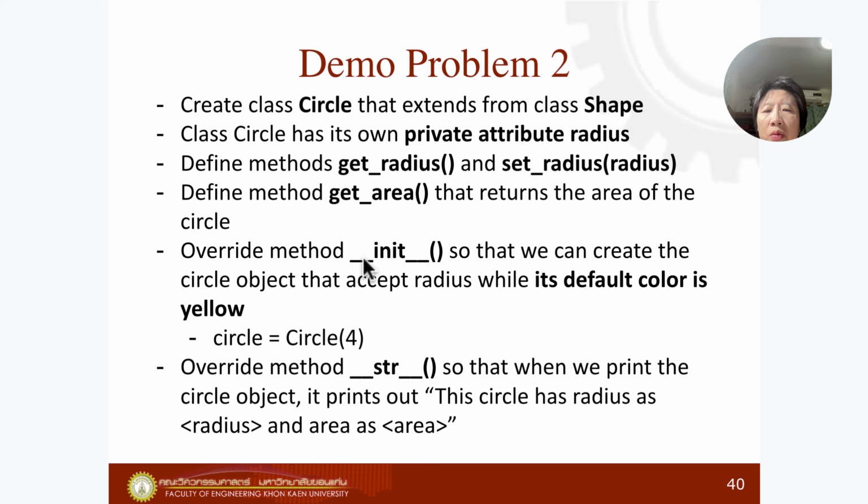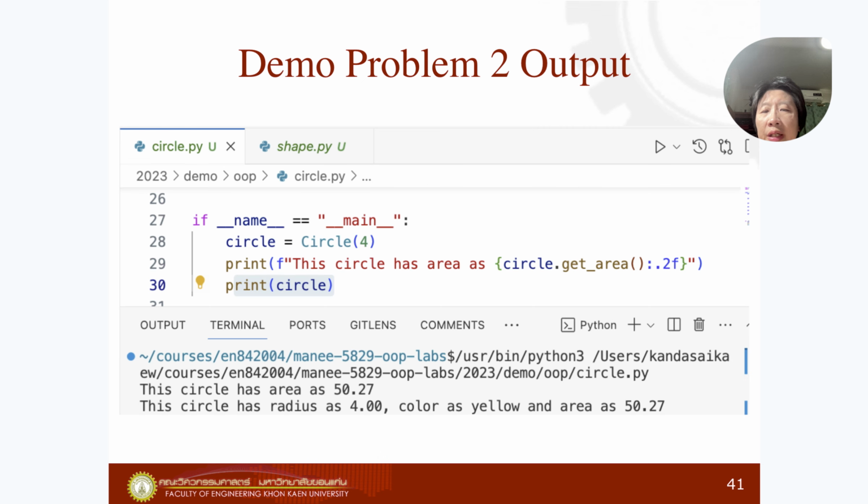And here we want to override the init method so that we can create the circle object which has the default color as yellow. And we override the string method so that when we print the circle object, it prints out that this circle has radius as the radius value and has area as the area. Okay, so this is the output that we want to have.